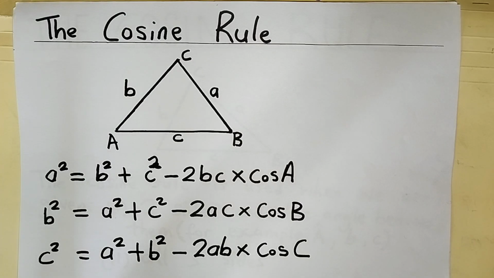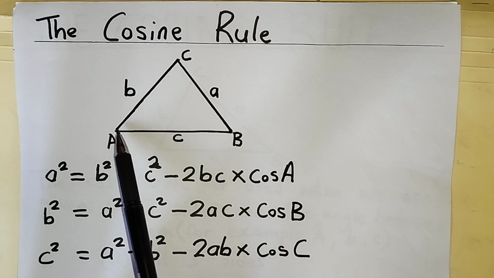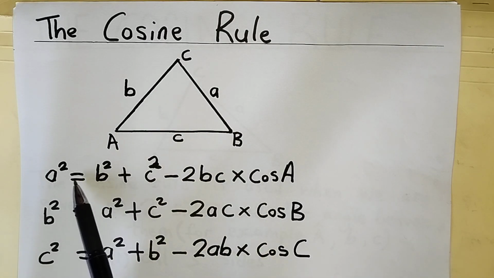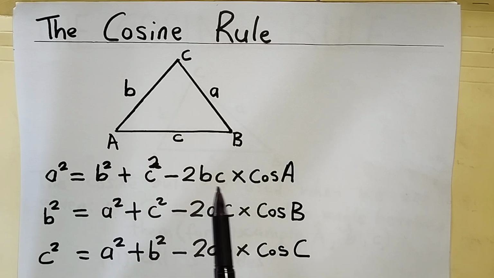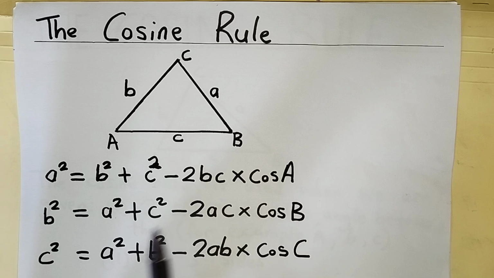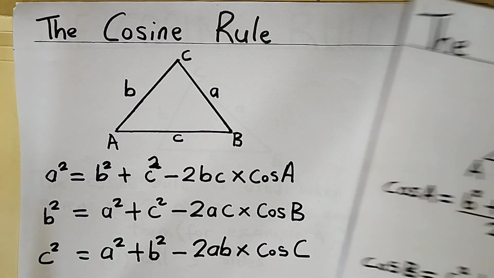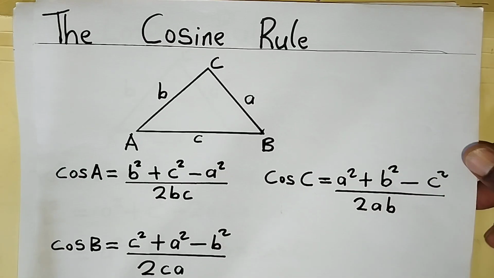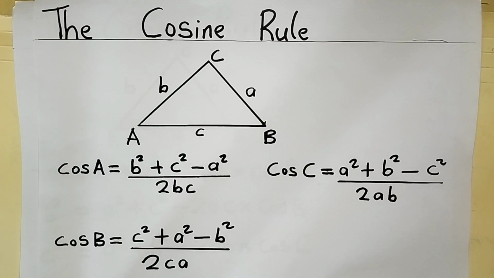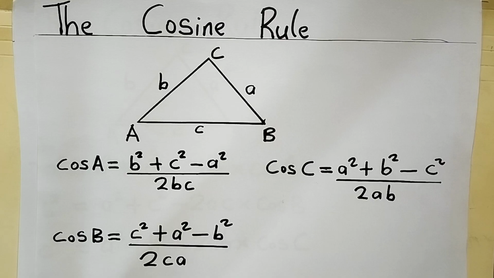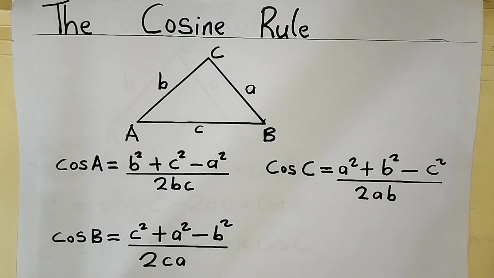Also, for finding an angle, let's say we want to find the angle A, we can use this one: a squared equals b squared plus c squared minus 2bc times cos A. If you want to find the angle B, you can use the one which ends with cos B. And if you want to find angle C, you can use the last formula, which contains cos C. But you can also use the alternative form of the cosine rule to find our angles, which is convenient if we want to find the angles.